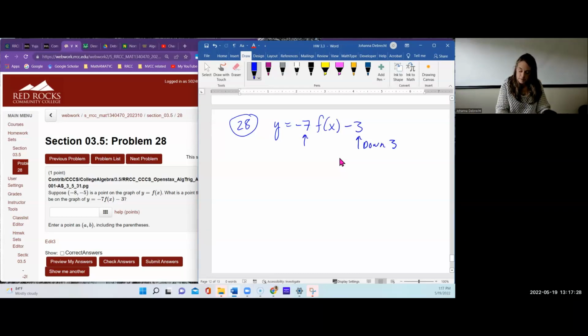The 7 means that it has a vertical stretch by a factor of 7, which means I multiply the y value by 7. Oops, did I say 3? I meant 7. What about the negative? The negative is also multiplied by the f of x, the notation or the main operation, which means that this is a vertical reflection across the x-axis. That means the y values get multiplied by a negative.